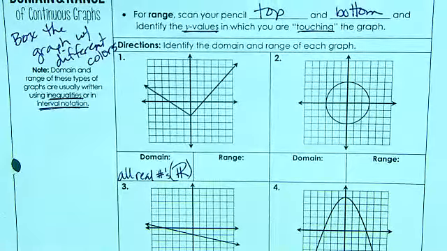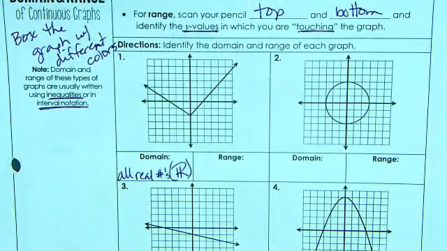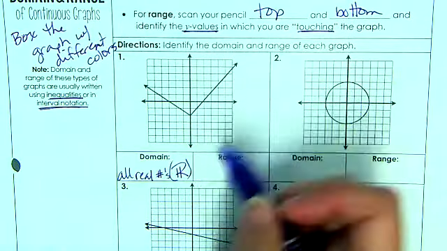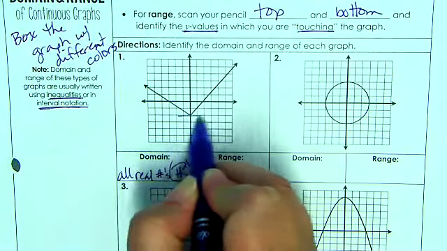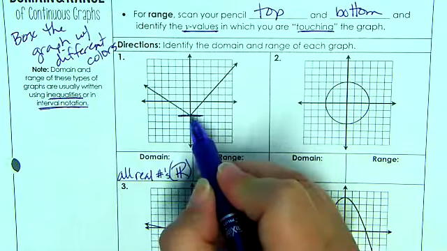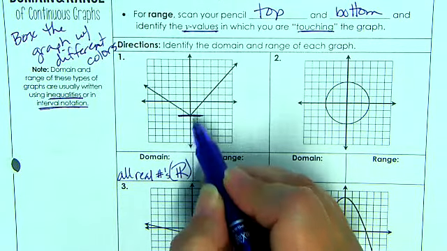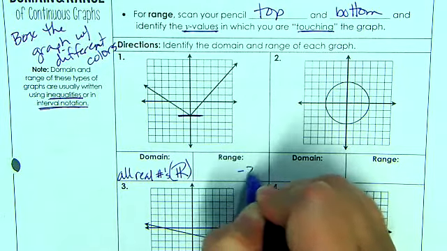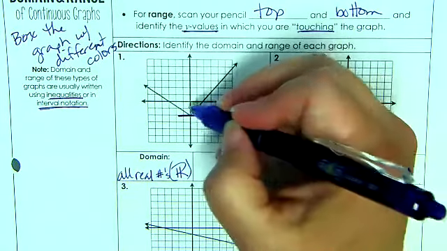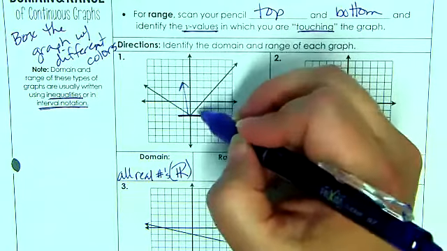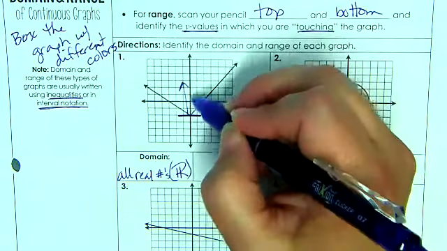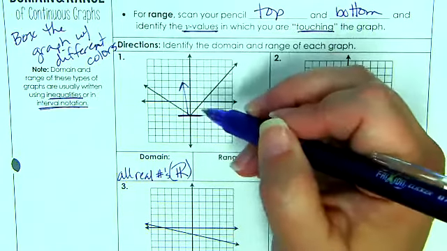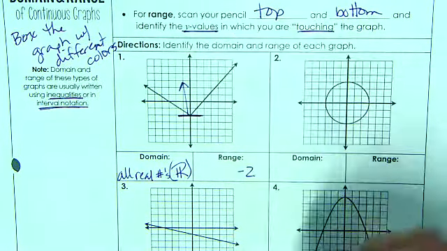The range is where we get a little bit more detail oriented. If I'm looking at how much is going up or down, it's not going any lower than this right here. The graph is not anything below this, and that is located at -2. But I'm going up this way and this way. So I have availability for everything greater than -2.